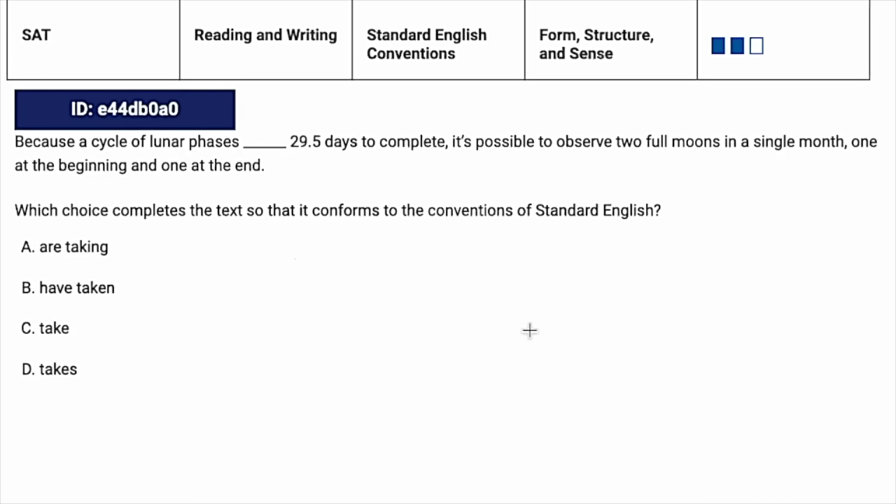All right, we got a medium question here. Same thing, pause the video, try it on your own first, but let's go. Start with the odd verb out trick. They are taking, they have taken, they take, she takes. My odd verb out is D. My answer is D. Just like that.